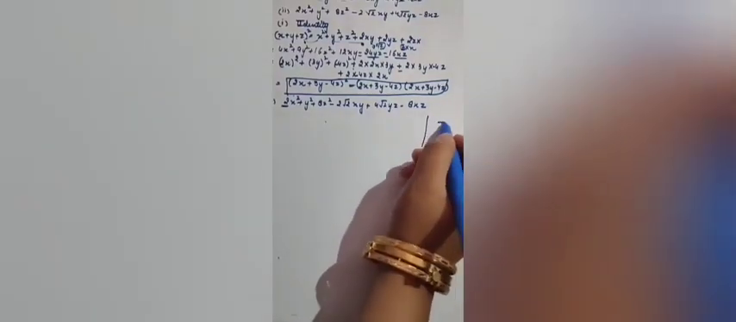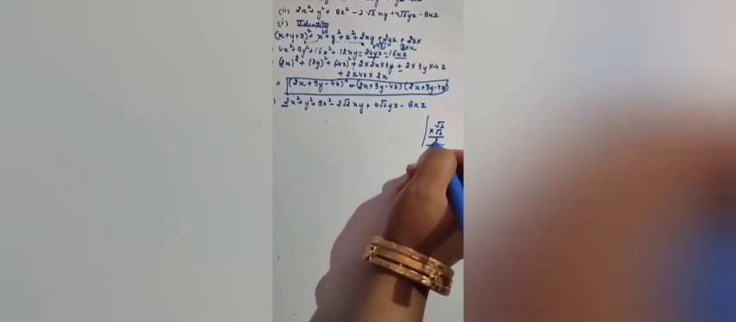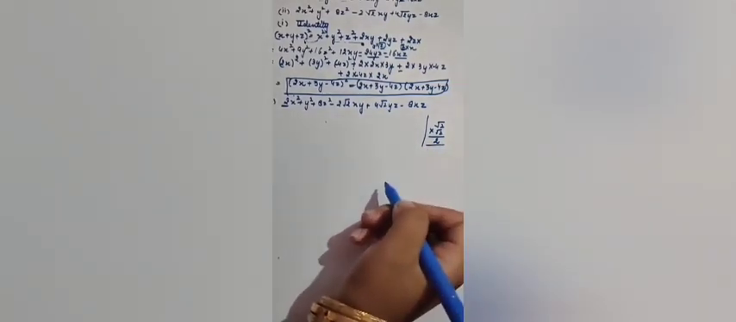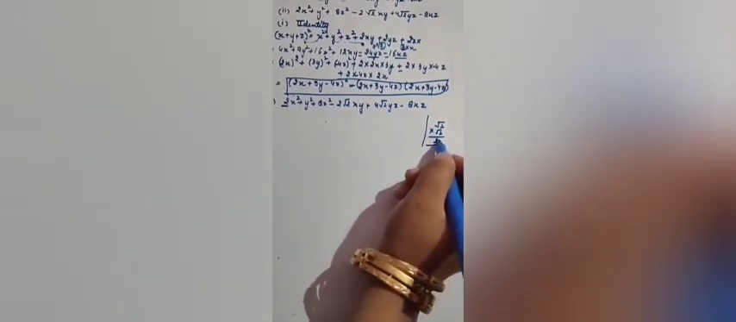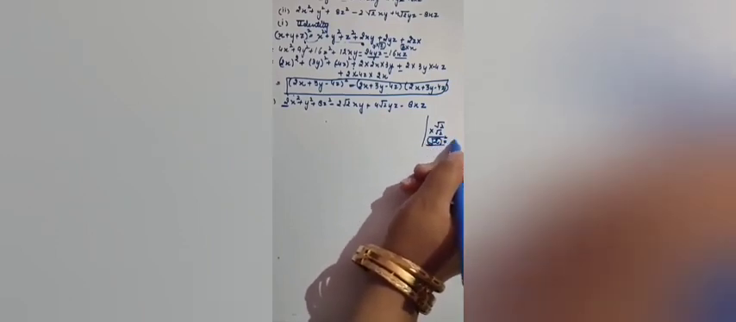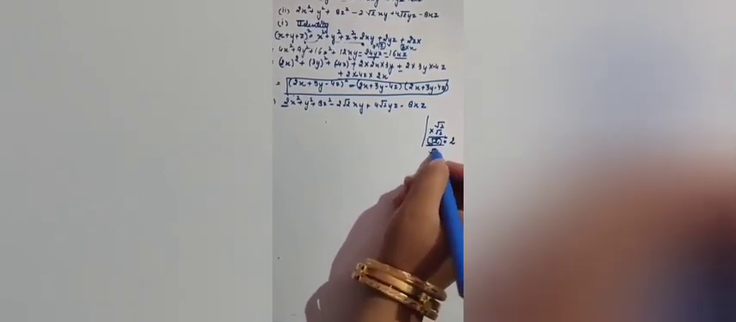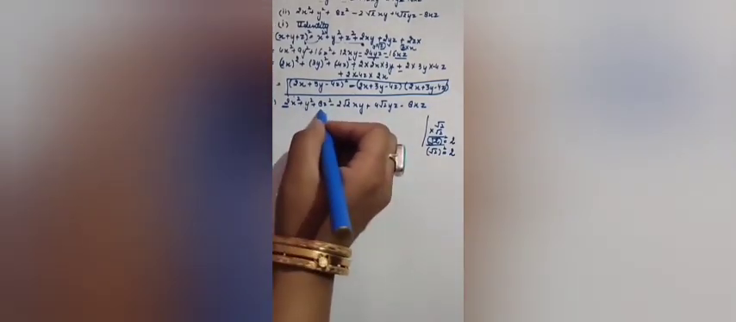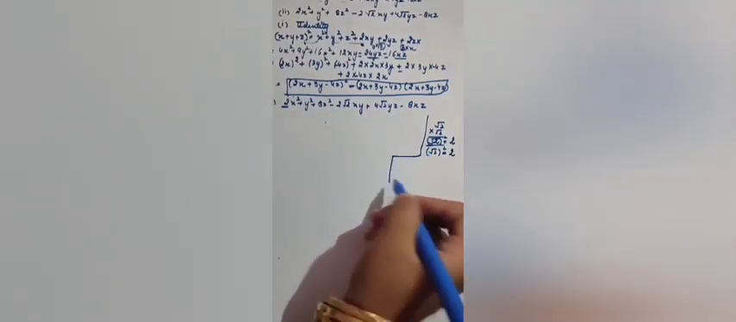But if I take root 2 into root 2, I will get 2 here. It means 2 is the square of root 2. So I will use root 2 here. Now here comes the turn of 8. Is 8 the square of any number? So I can say no.